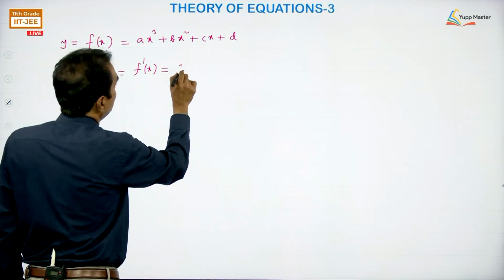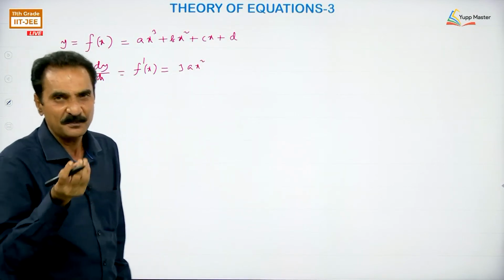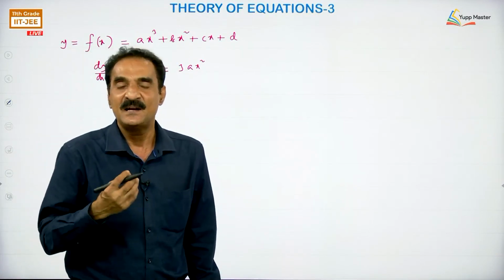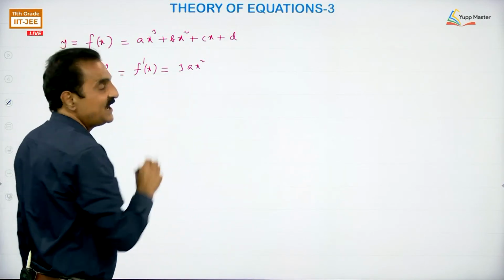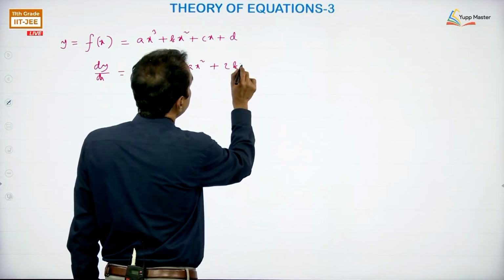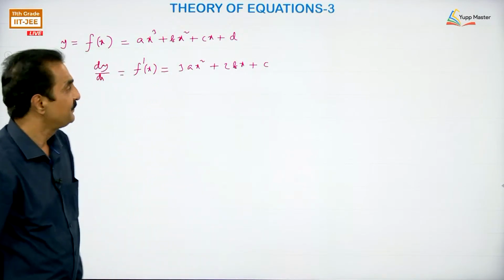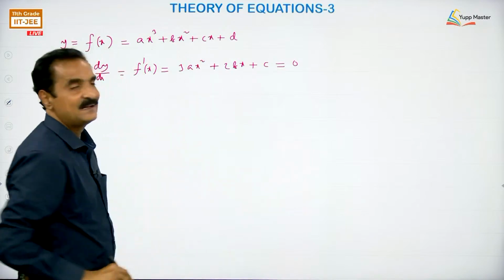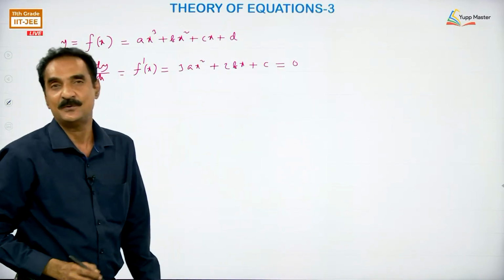You will get 3ax square. I hope all of you know simple differentiation. Derivative of x power n is nx power n minus 1. Derivative of constant is 0. Derivative of ax cube is 3ax square plus derivative of bx square is 2bx plus derivative of cx is c, derivative of t is 0. Now if f dash x is equal to 0, then this quadratic expression is 0.